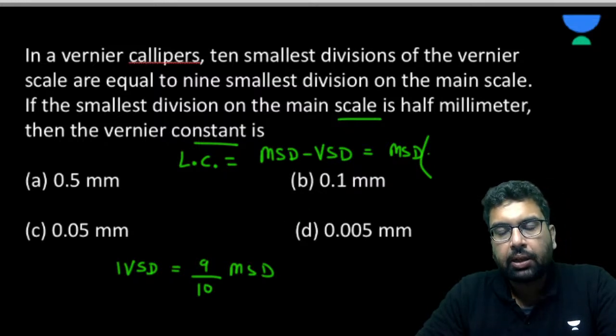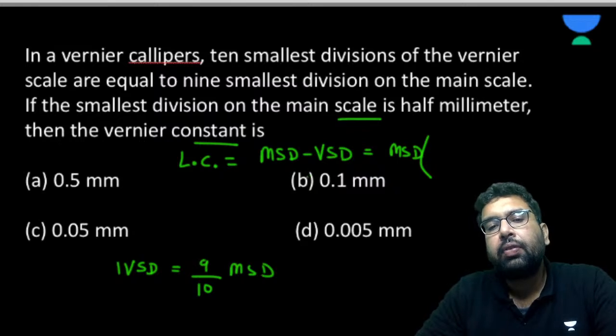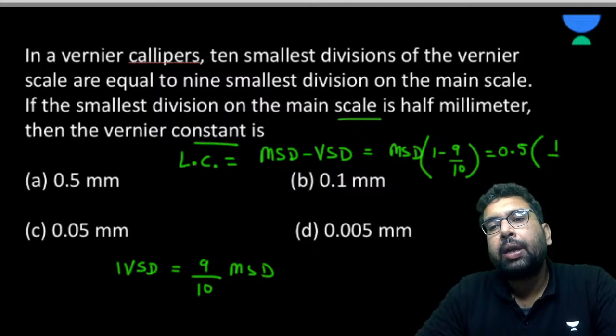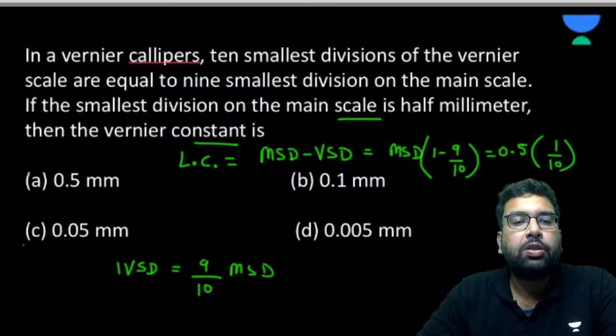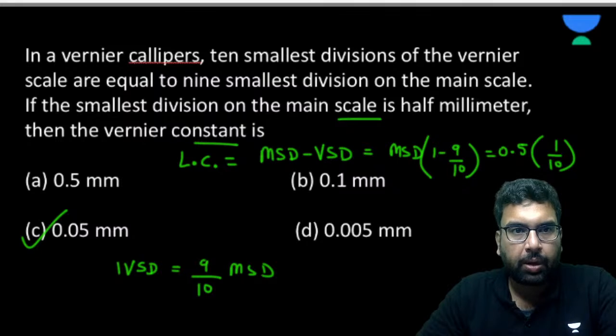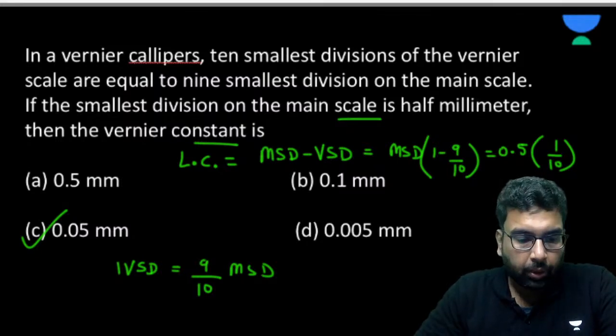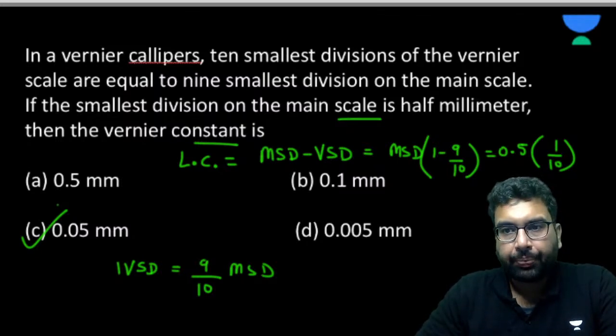So if I write main scale division instead of vernier scale division, I can write 1 minus 9 by 10 MSD. So the main scale division is 0.5, and this is going to be 1 by 10. So this is going to be 0.05 mm. This is going to be how much? This is going to be 0.05 mm. Right, beta?